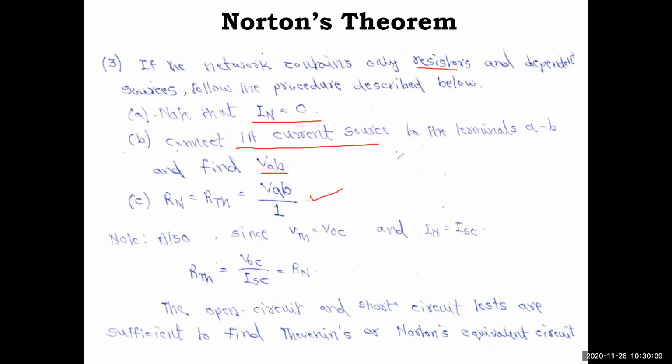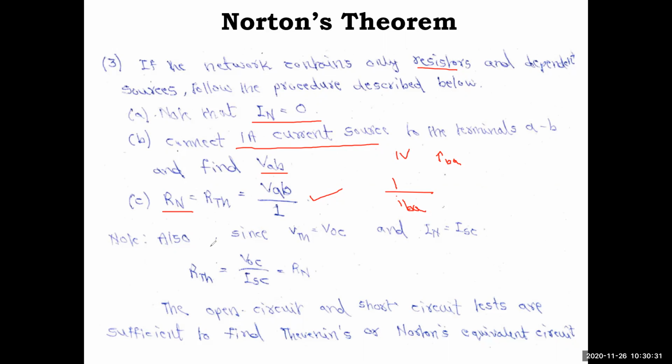Another way you can do it is to connect a 1 volt voltage source to the terminals AB and measure the current flowing from B to A, current IBA, and take the ratio 1 by IBA. That also gives Norton's equivalent resistance RN.